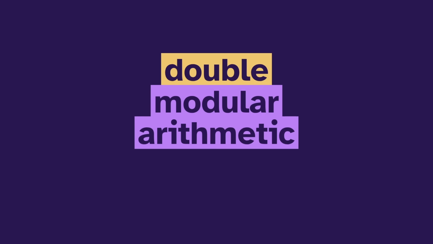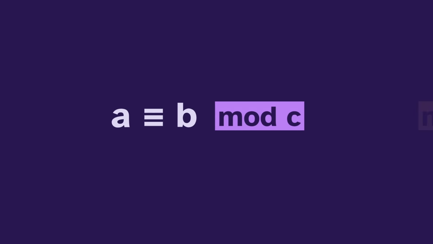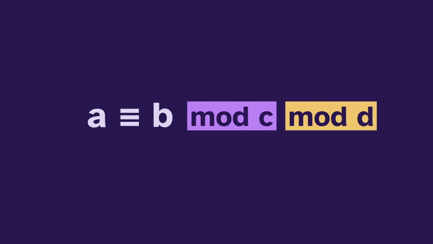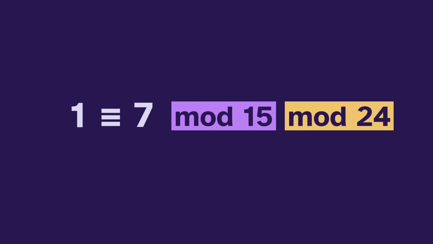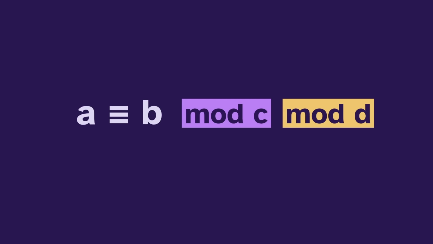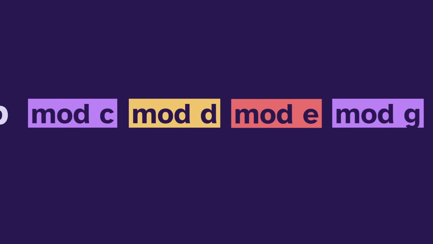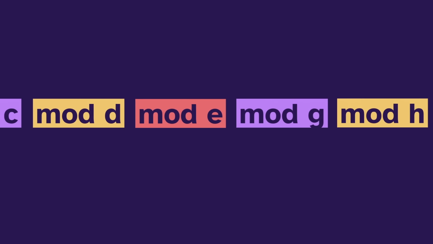We can do double modular arithmetic. We take the usual A is congruent to B mod C, and then also apply mod D. For example, 1 is 7 mod 15 mod 24, because 1 and 7 differ by multiples of 15 and 24. And of course, this idea can extend. We can do triple modular arithmetic, or quadruple modular arithmetic, or quintuple modular arithmetic.